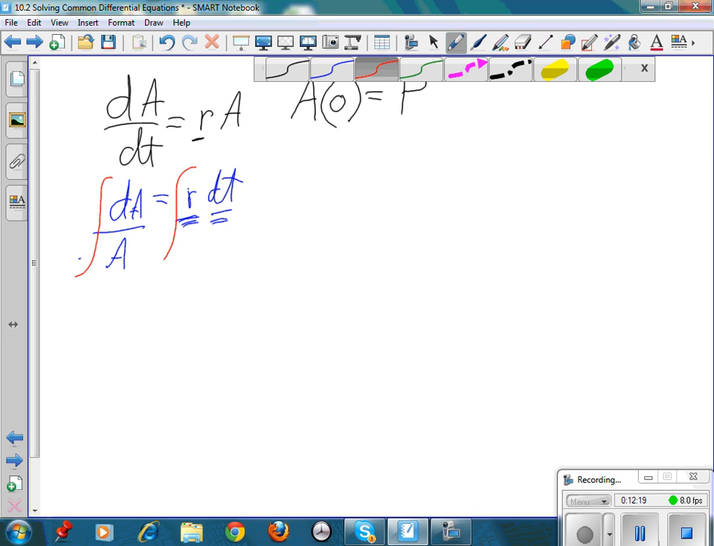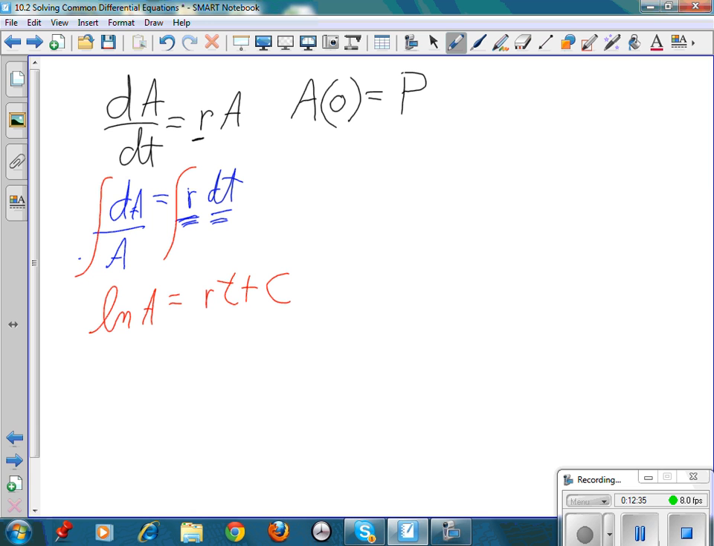The integral of 1 over A is just going to be the natural log of A is equal to RT plus C. Okay. This is a very important differential equation to be able to solve, so pay attention here now. Well, I could solve for C now, but I'm not going to. I could, I get the same answer, but the first thing I want to do now is isolate A.